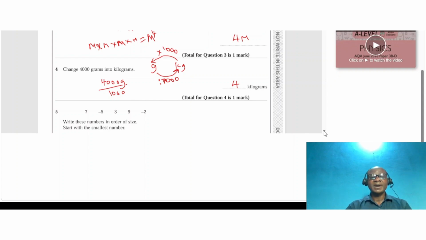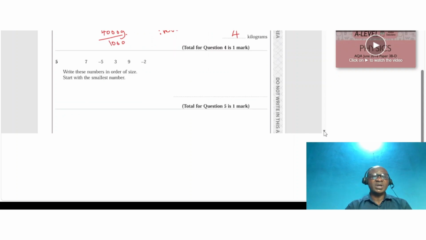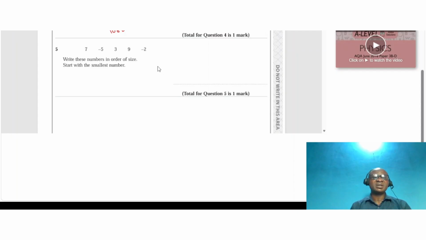Next, this question is similar to what you did last time, arranging numbers in order of size from the smallest number. So the smallest number here is -5, followed by -2, followed by 3, followed by 7, and then 9. So that is arranging from the smallest number. The smallest is -5.